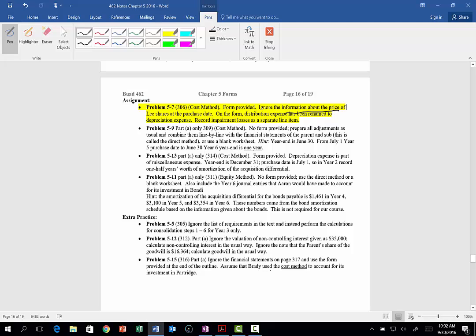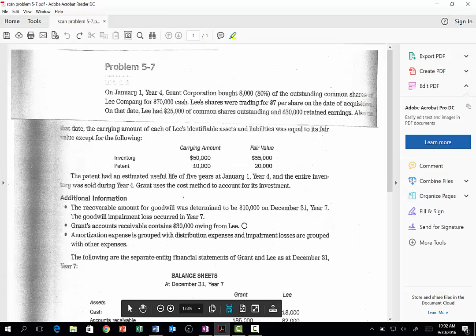All right, so have a look at the problem. If you need to, pause here and turn to it in your textbook. It is on page 306. You will notice as you read it that this appears to be an author who likes American history, and apparently since Grant won the war, Grant gets to buy Lee in this consolidation.